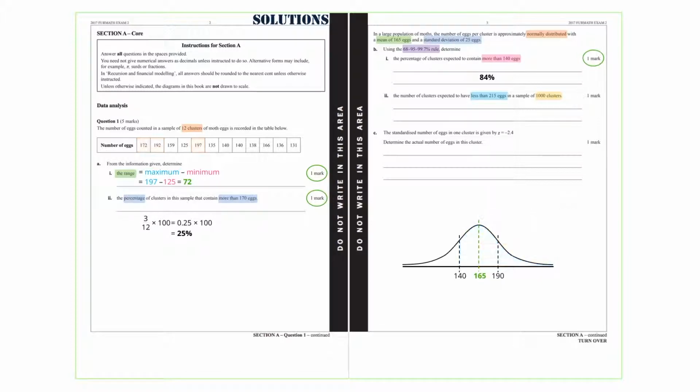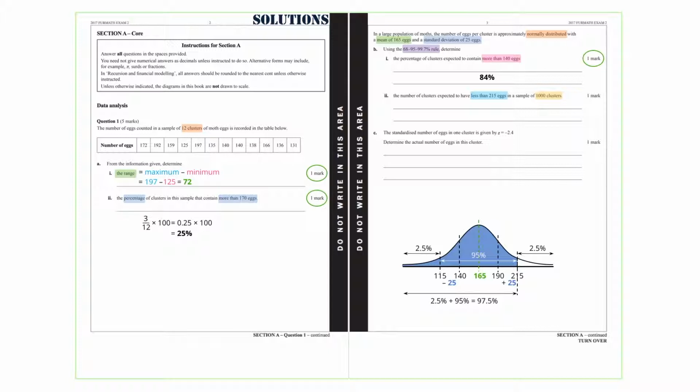If we calculate 2 standard deviations to the right of the mean, we end up with 215. So this is the shaded area that we need the percentage for. We know that between 2 standard deviations to the left of the mean and 2 standard deviations to the right of the mean, we have 95% of the data. Outside to the left we have 2.5% and outside to the right we have also 2.5%. So the shaded region has 2.5 plus 95, which is 97.5% of the data.